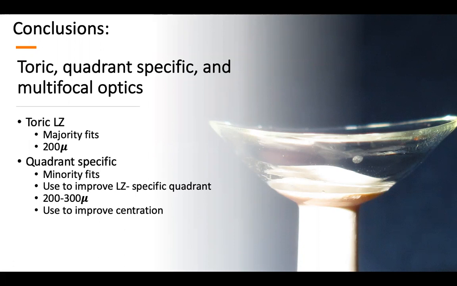On average, the micron amount of change in a quadrant specific lens would range between 200 to 300 microns.